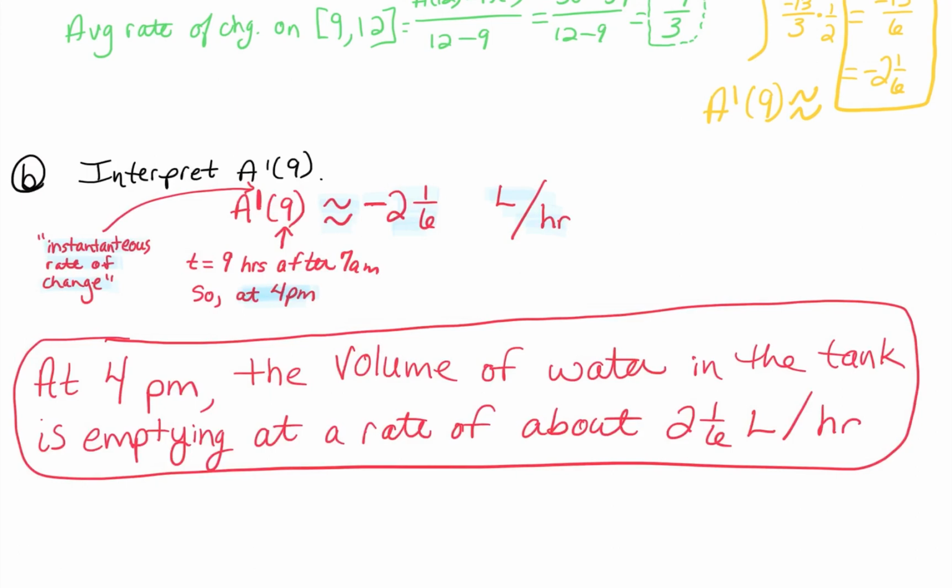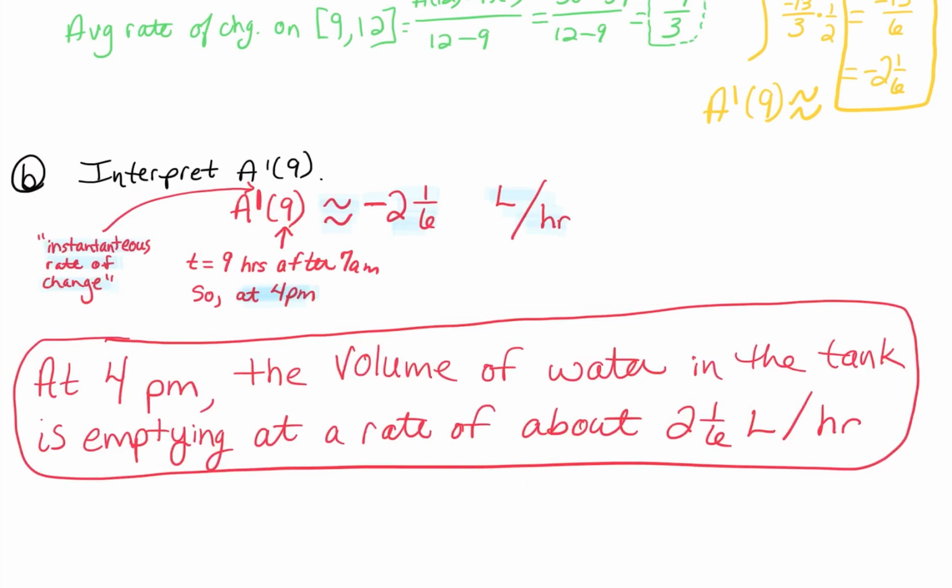So at 4 p.m., at the point of interest of the problem, the output of the original function in practical terms, the volume of the water in the tank, is at this point being depleted, it's decreasing, it's emptying at a rate of, in this case an approximation of about 2 1/6, and there's our label, liters per hour. And that's how you'll always label your derivatives. It'll be this output label per input label of the original function.